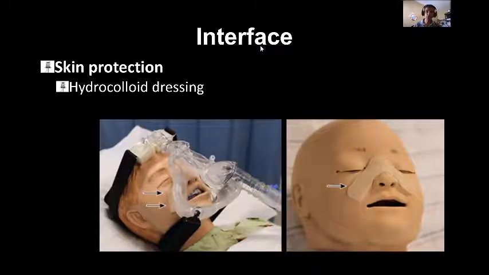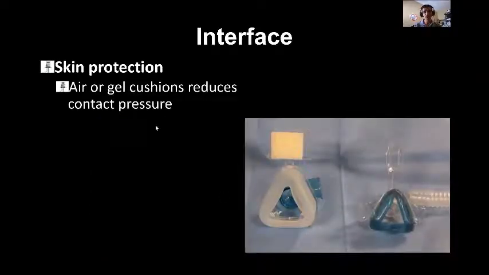When we connect the machine to the patient through an interface, we have to protect the skin. The best way is by providing hydrocolloid gel. It's like a tape with a chemical substance to protect the skin and provide less irritation, and you can see they used it here. The other way to protect the skin is by using a cushion, so it's cushioned air or gel. You can see air and you can see gel. That will distribute the pressure from the interface over a wider surface area of the skin and hence provide less pressure injury.